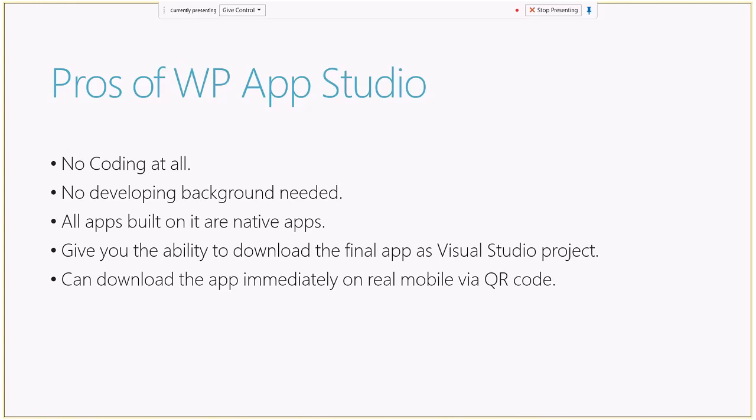As I said earlier, you don't need any coding background. All the apps built are native Windows Phone apps. They make use of the full functionality of Windows Phone. Then you can edit your code in Visual Studio and download the app immediately on your phone using a QR code.